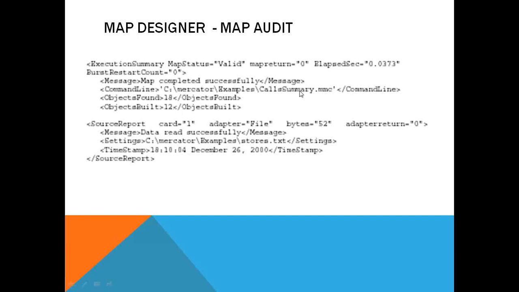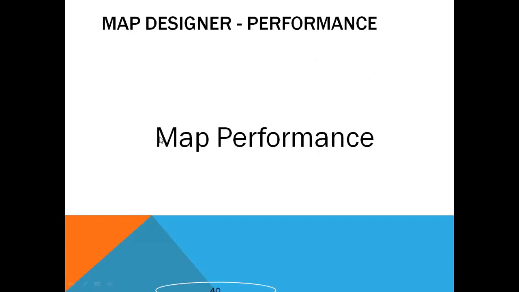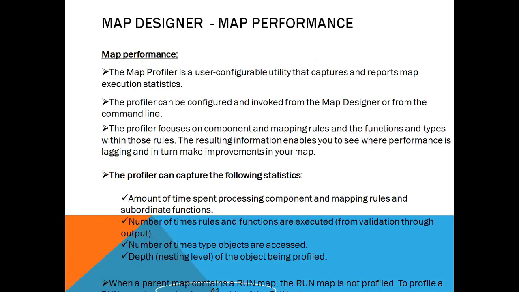And what is the MMC name? And this is the source report. So the first card, adapter is 5, 52 bytes read, adapter return 0, data read successfully, and this is the data file and timestamp. So that is the thing.